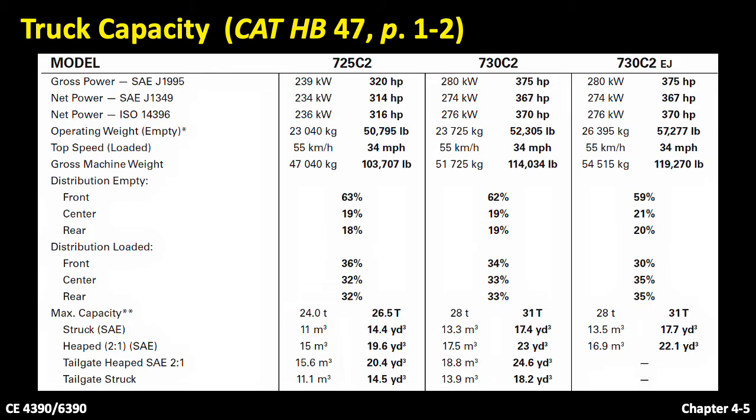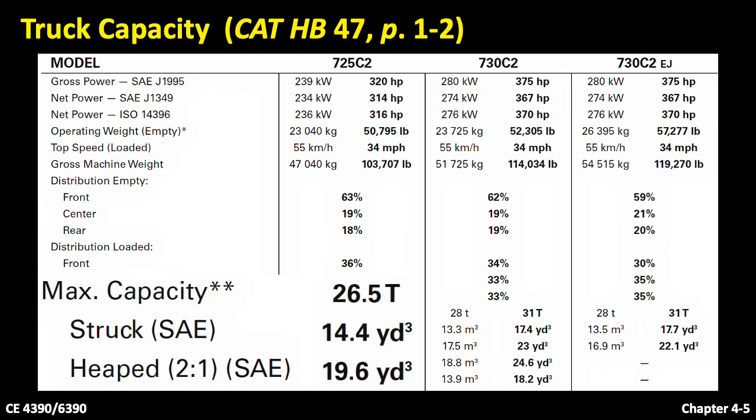The Caterpillar Performance Handbook 47 gives you the rated capacities for many models. This table is one example taken from the handbook, page 12, and here are the rated capacities for the model 725 C2. The maximum weight is 26.5 tons. Struck volume is 14.4 cubic yards, and the heap volume is 19.6 cubic yards.